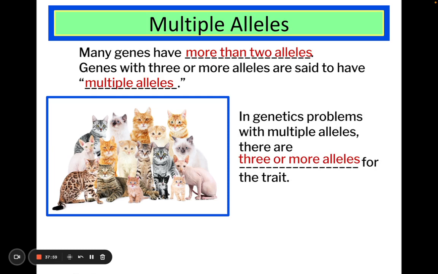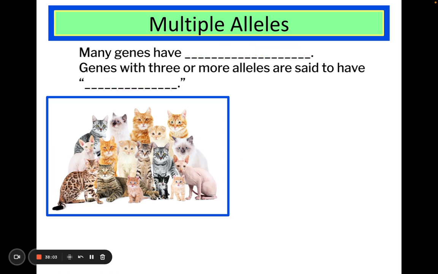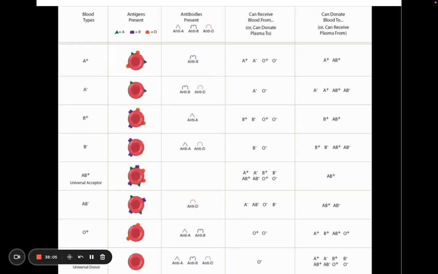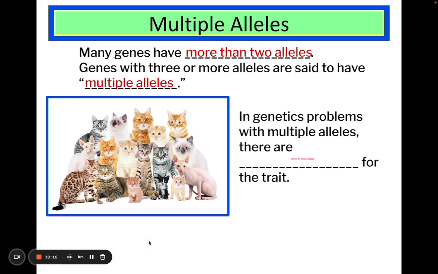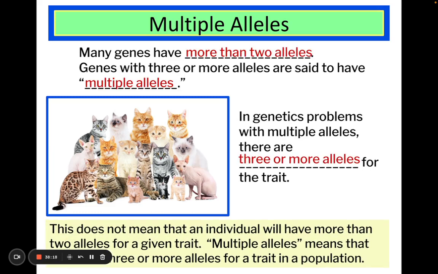So let's look at our blood types again. That's multiple alleles, right? Because not only is it A and B, those are 2 dominant, they're codominant, right? But we also have O. So we have at least 3 alleles that determine a genotype.